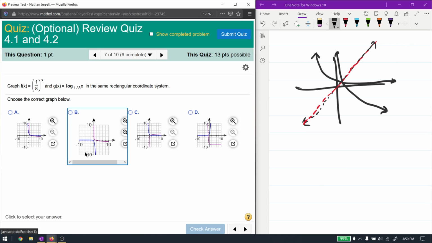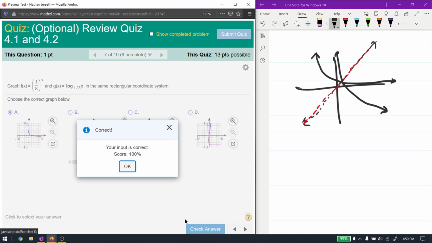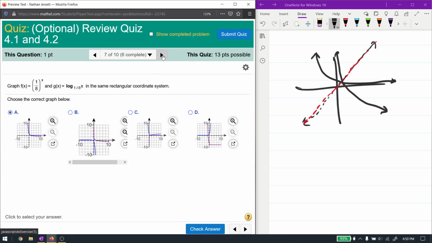Definitely not B. B has a really weird reflection. I think it's reflecting across like a diagonal line that goes the other way. It's not C. C, it doesn't go down there at all. And definitely not D. So A is what we're looking for. Yep, that's correct.